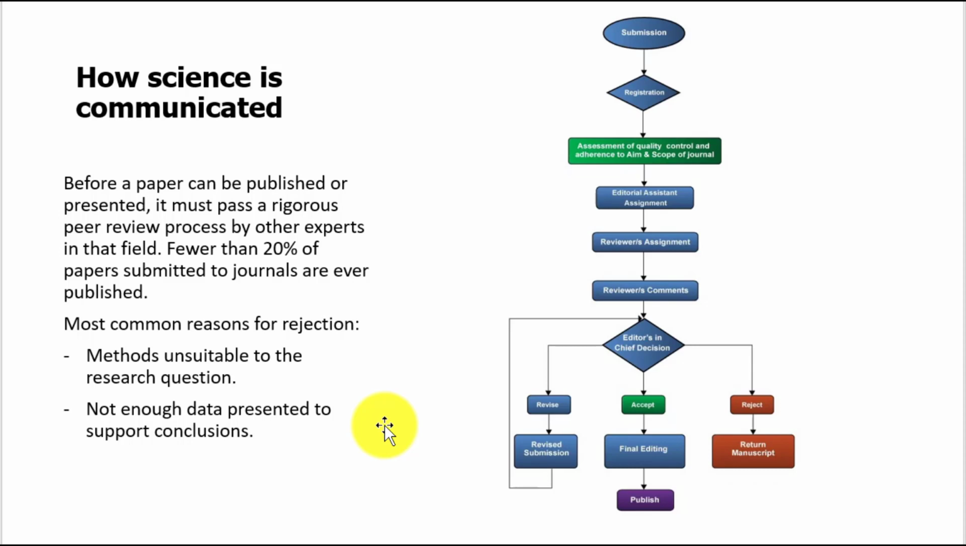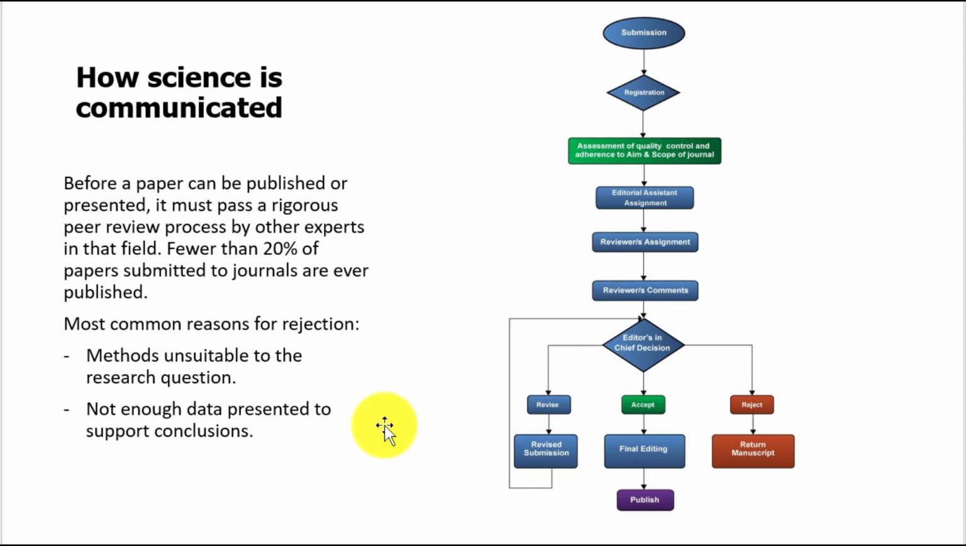So less than 1/5 of all papers that are submitted to a journal are ever published at all, are ever sent out to the wider scientific community. Most often, the papers that are rejected from the journal are rejected because their methods are not a suitable way to explore that research question. So the experiment that they used was not a truly good fit for exploring their research question.